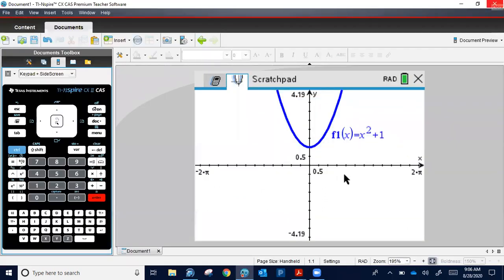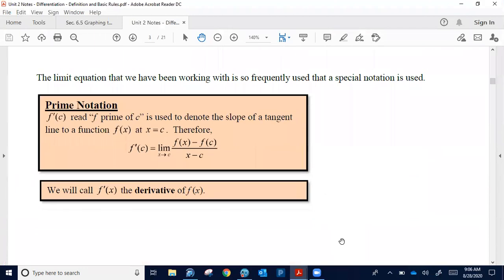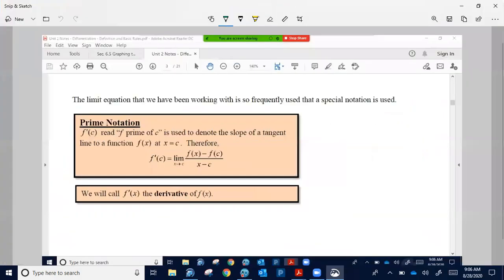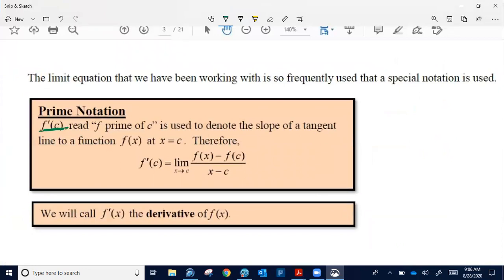Prime notation. You're going to see a lot of this now. This type, f with that apostrophe, f prime of c. That means the slope of the tangent line at c. So you don't write m of tangent. That is also called the derivative. f prime is called the derivative. The derivative is the slope of the tangent line. f prime means slope of tangent line. That means the derivative.